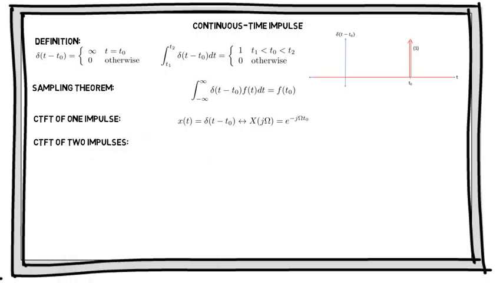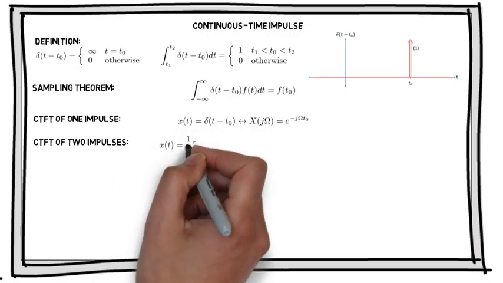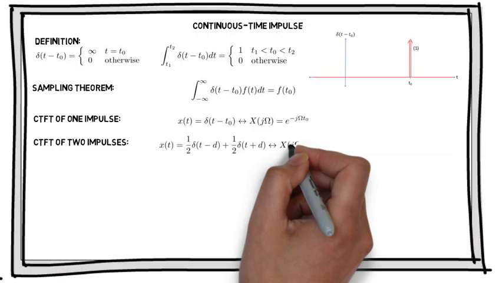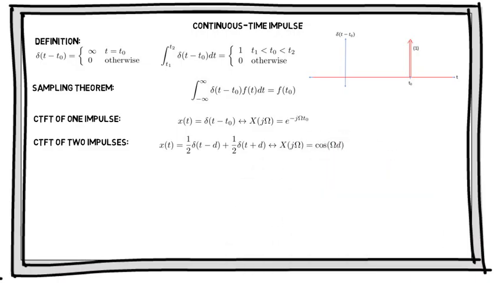If we want a signal that has a Fourier transform which is a cosine, it has a peak at 0 and a trough at pi over d and another peak at 2 pi over d and so on. We can get that by taking a delta function at t equals plus d and a delta function at t equals minus d and scaling them both by a half and adding them together. And the Fourier transform of that thing is cosine of omega times d.